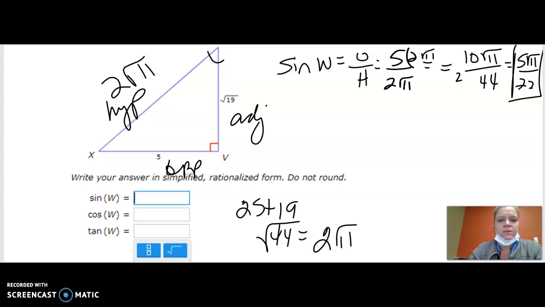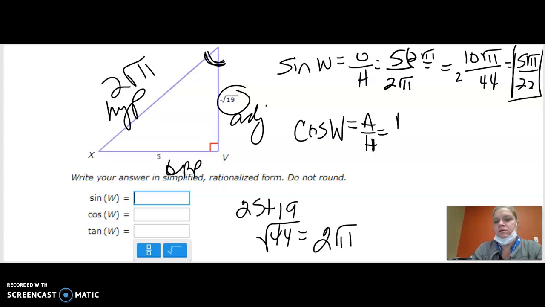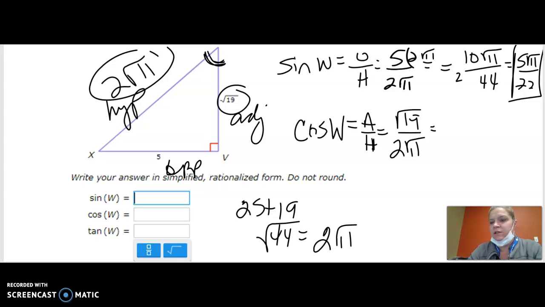Okay, to finish up this lesson, let's do cosine W, which is adjacent over hypotenuse. So if this is W, adjacent is square root of 19 over the hypotenuse, which is 2 square root of 11. Put that in the calculator, see if it works out. If it does, that's great.